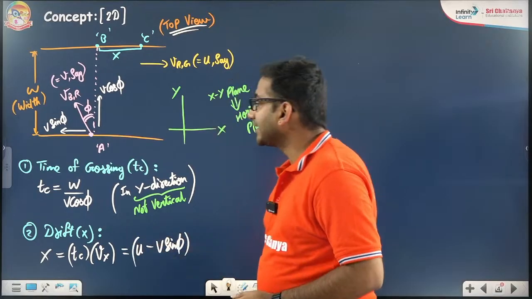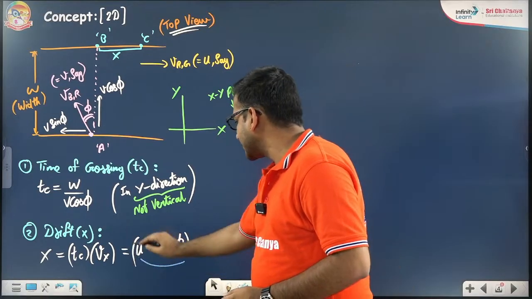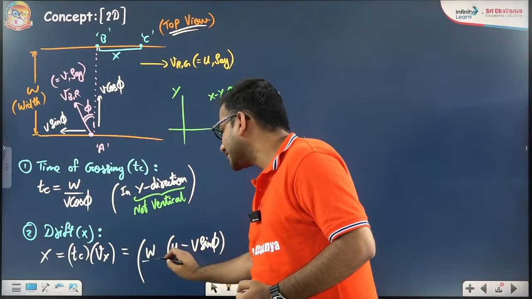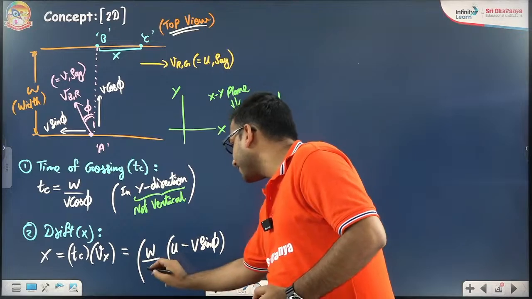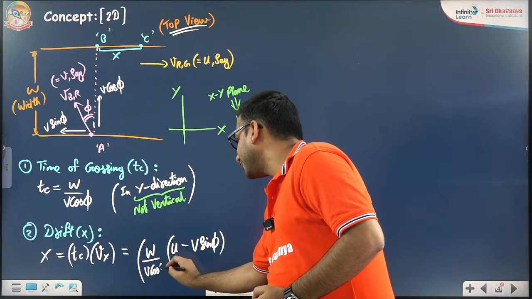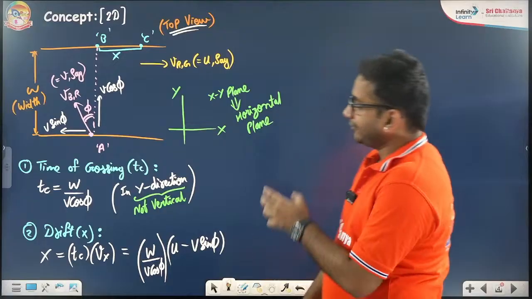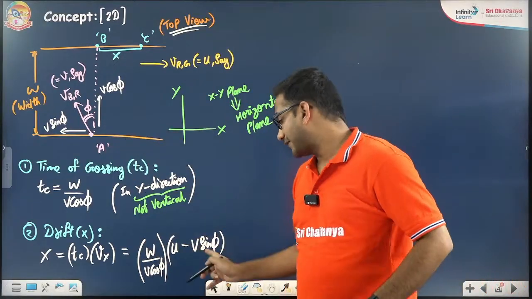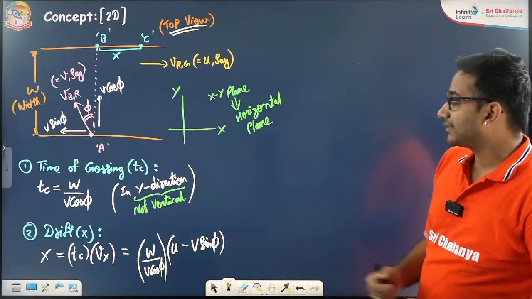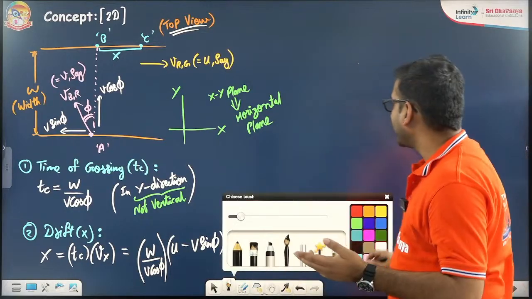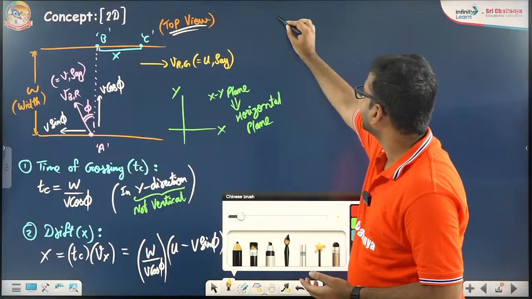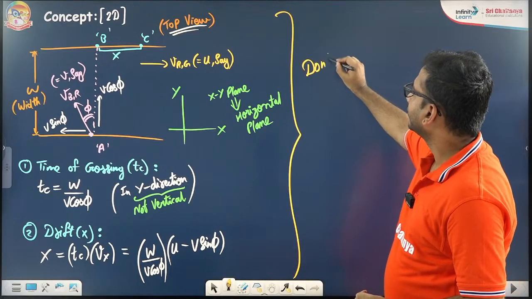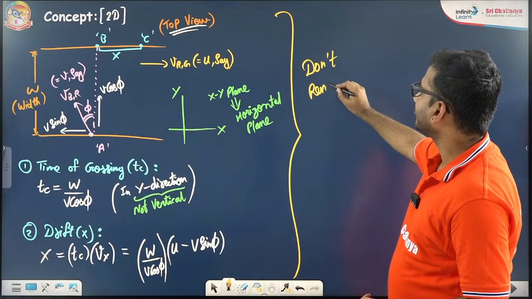u minus v sin phi into the time of crossing, which you have already calculated, that is w by v cos phi. W by v cos phi into the effective speed, where this u is trying to provide the drift and this v sin phi is trying to prevent the drift. See, that's what you got. So these are the formulas over here, which I don't want you to remember. Don't remember the formulas.